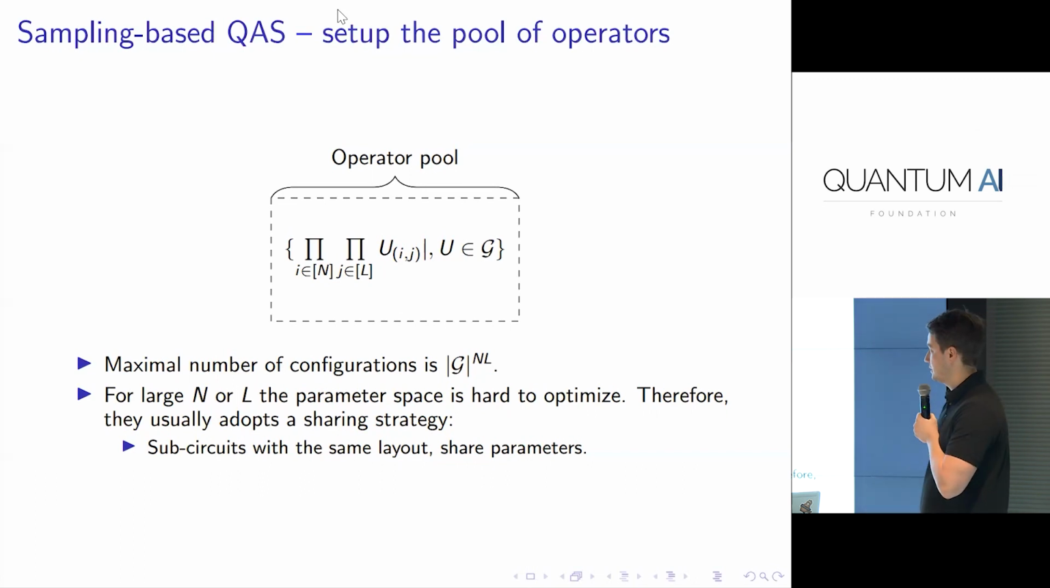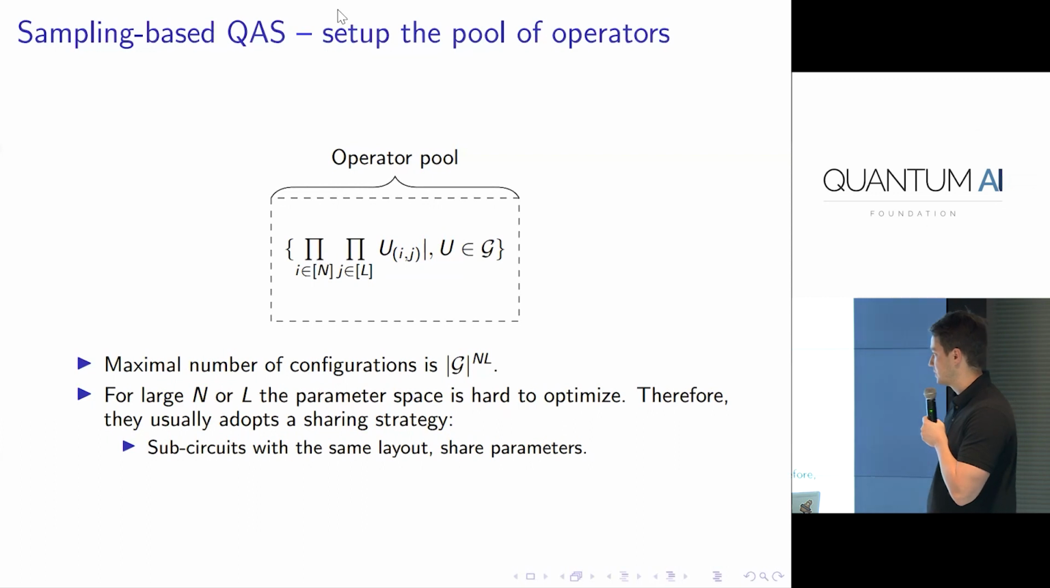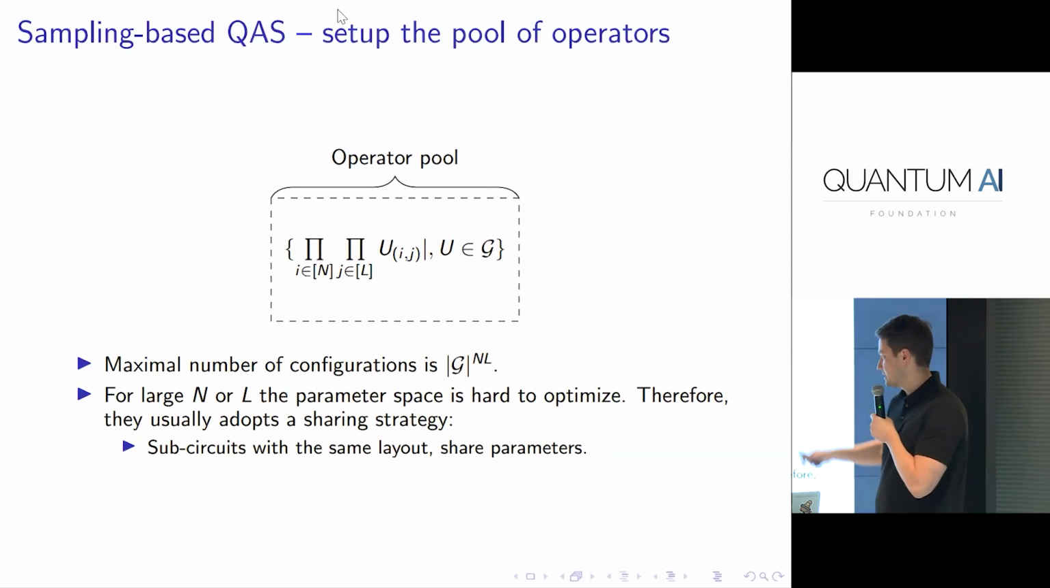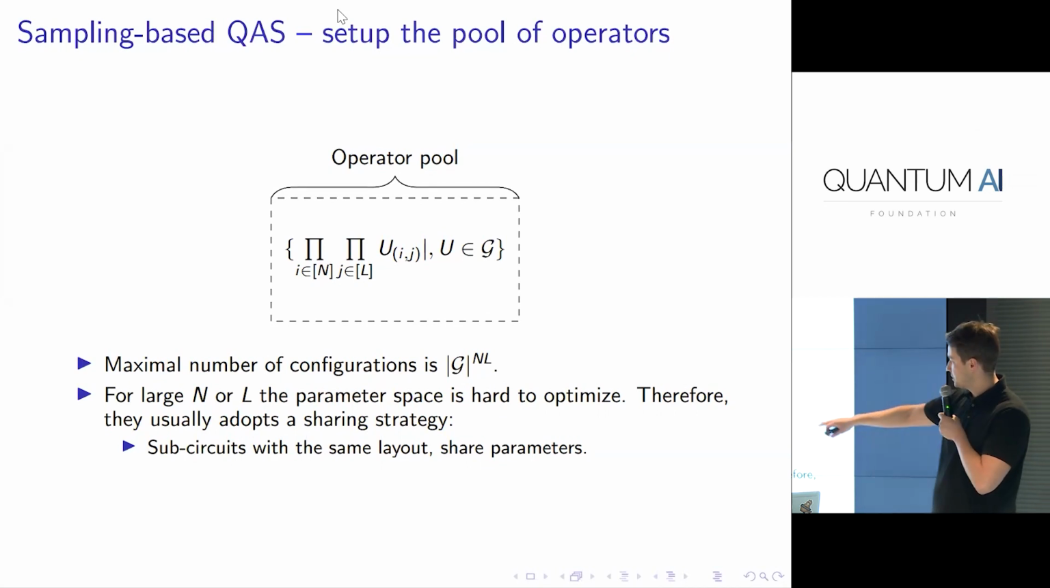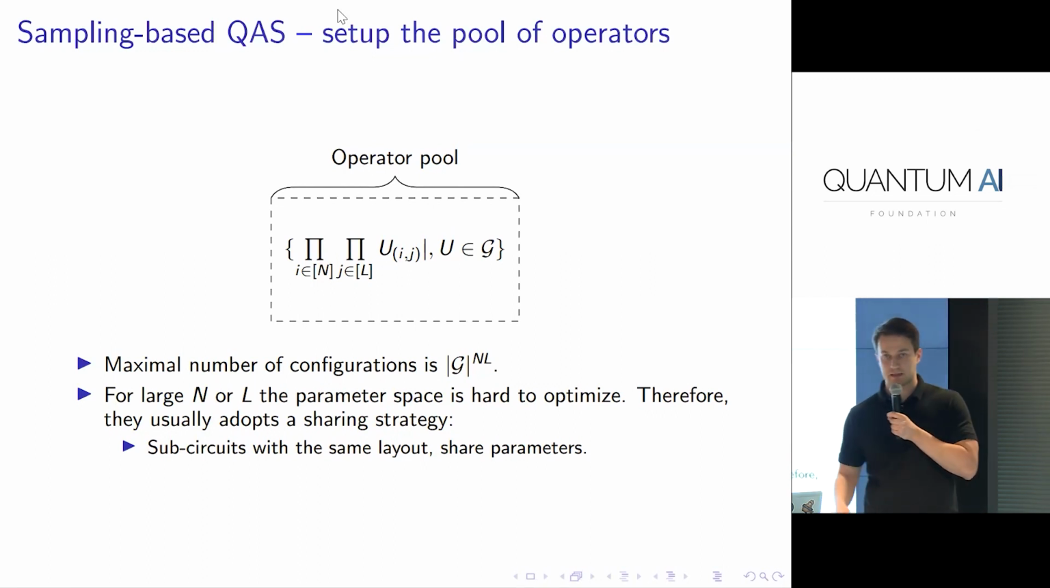Usually, as I understand, this operator pool is handcrafted. So this is not really all the possible circuits, but there are some designs, some rules of thumb, on what kind of sub-circuits will be present in this. Usually there are those blocks as in hardware efficient, where you have the rotations, and after that some ladder of 2-qubit gates. But overall, the maximal number of configurations is exponential with respect to the number of qubits and the depth. So this is the size of our gate set to the power of n and l. And for a large number of qubits and large number of layers, this parameter space is hard to optimize.